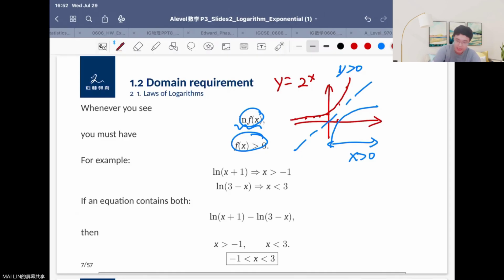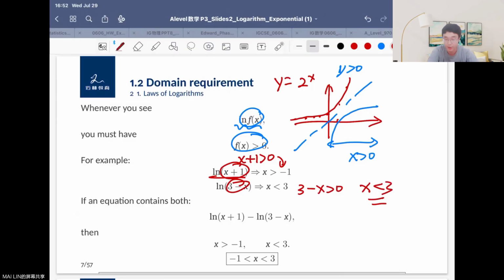For example, ln(x plus 1) means the inside function x plus 1 is bigger than 0, which also means x is bigger than -1. And for example, ln(3 minus x): here 3 minus x is bigger than 0, so x is smaller than 3, okay?